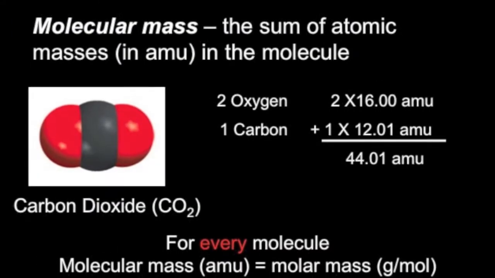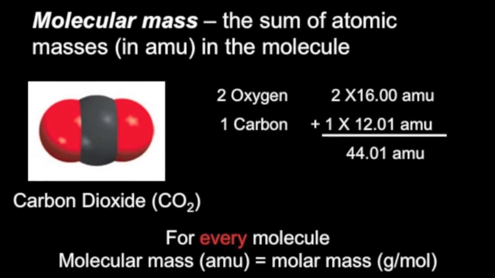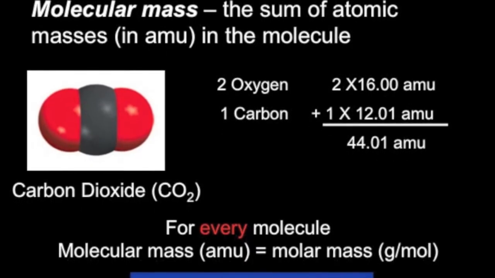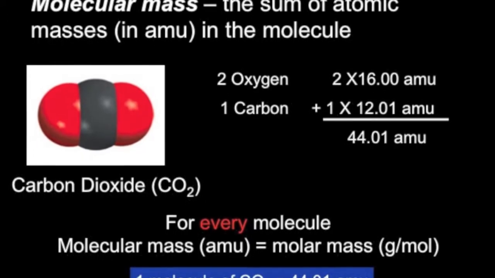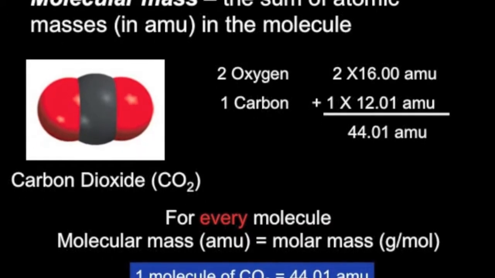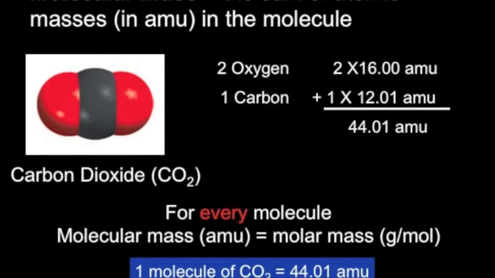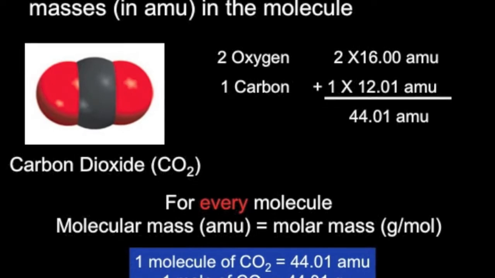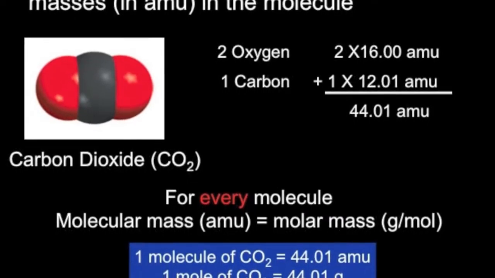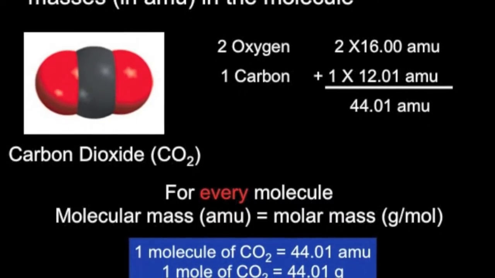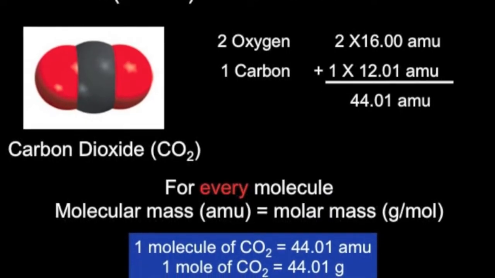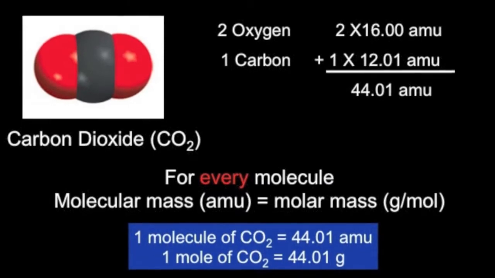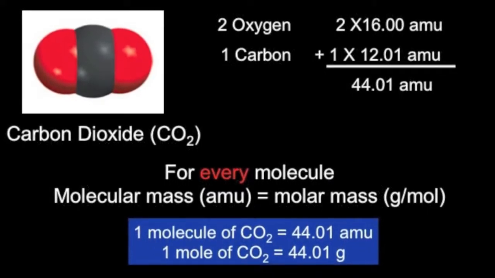So we can define a molar mass as the atomic masses of the molecule in either AMUs or now in grams per mole. Again, if we look at carbon dioxide, we have 2 oxygens, each one of those is 16 AMUs or grams per mole, and 1 carbon, 12.01 AMUs or grams per mole. So it gives us a molecular mass of 44.01 AMUs or 44.01 grams per mole. So again, we can talk about this as the mass of an individual molecule.